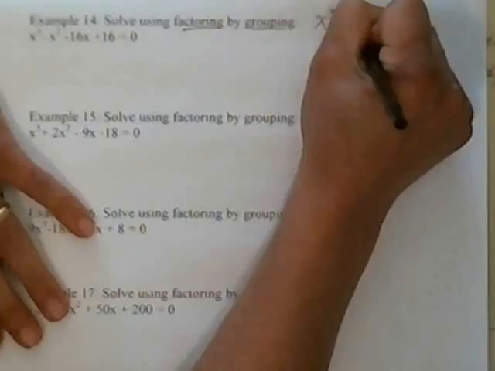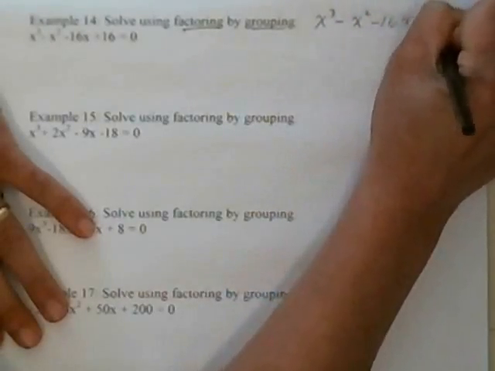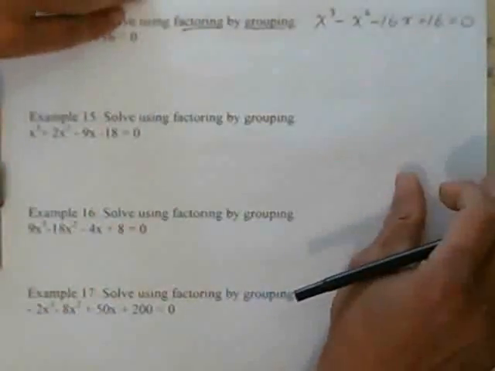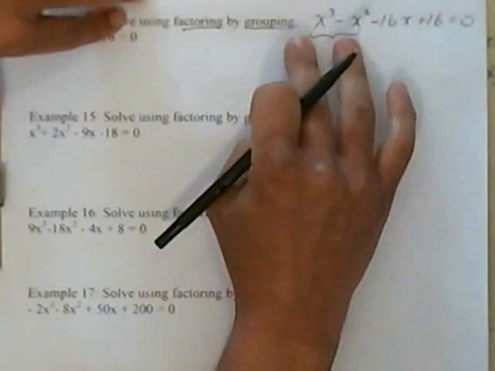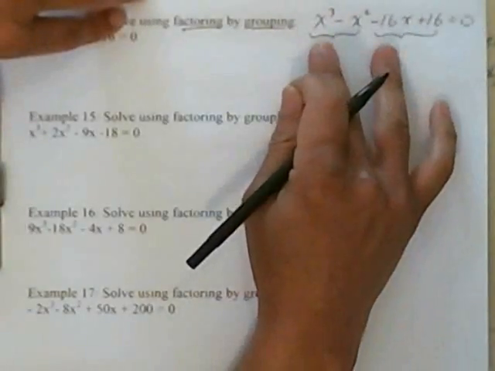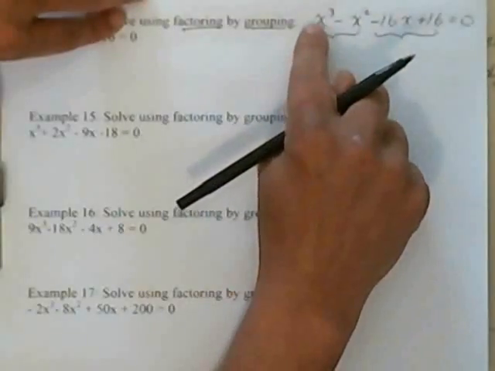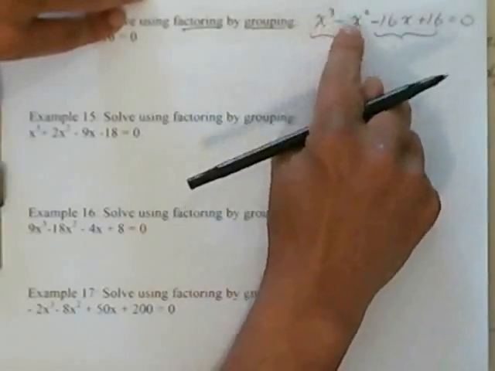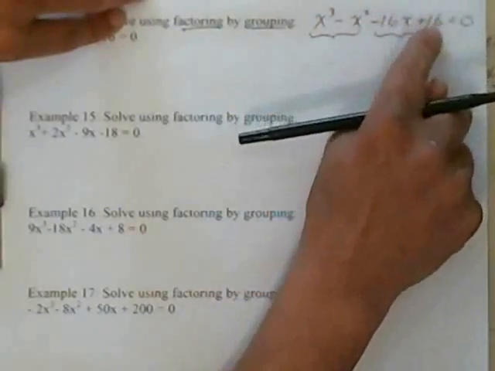x cubed minus x squared minus 16x plus 16 is equal to 0. We're going to group this, usually the first two terms and then the last two terms. So you see how we made this into two groups right here, the first group and the second group. There are four terms: x cubed, minus x squared, minus 16x, plus 16.